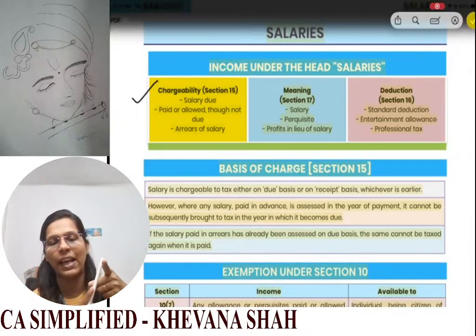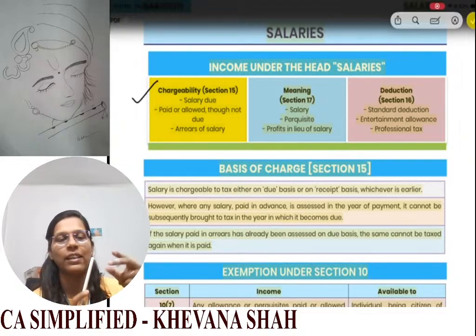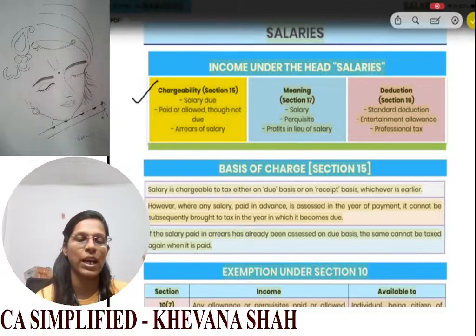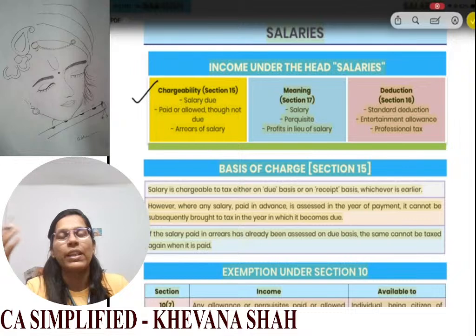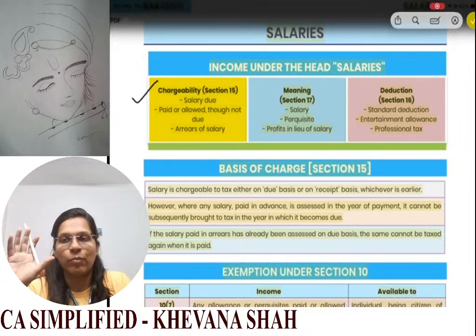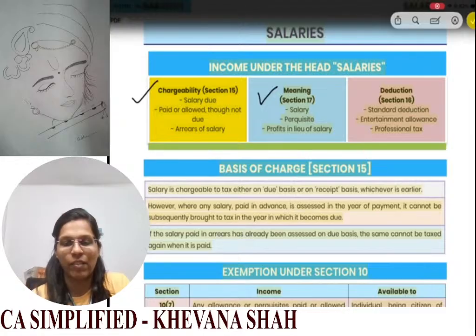So first thing, salary due. Second thing, salary paid or allowed even if not due. And third case is arrears of salary. If any of these things are paid or due, then section 15 will be invoked and your income will be charged under the head salaries. Now the meaning of salary is given under section 17. So 17(1) defines your salary, 17(2) defines your perquisites, and 17(3) defines your profits in lieu of salary.